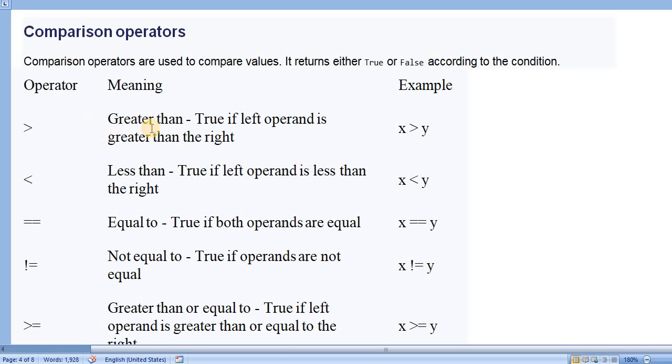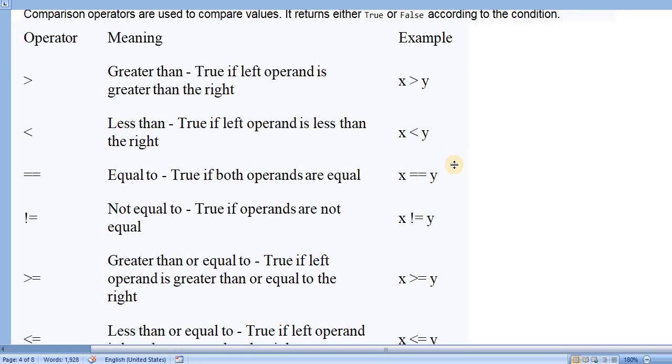So here the operator is greater than, and it will return true if the left operand is greater than the right operand. So here x greater than y, if the value of x is more than y, then it will return true, otherwise it will return false. Less than is true if the left operand is less than the right. So for the expression x less than y, if the value of x is less than y, it returns true, otherwise false.